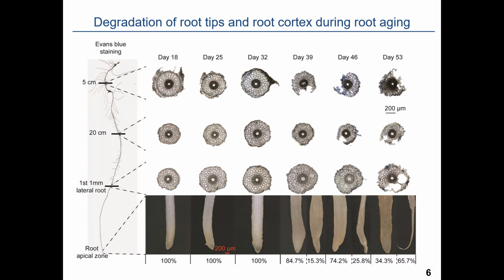So now, we are at the anatomical level. We then extend our study to the physiological level. How about activity? For leaf senescence, we know leaf senescence coincides with the decrease of leaf activity, for example, photosynthesis activity. How about root? We use N15 uptake capacity as an indicator of root activity.